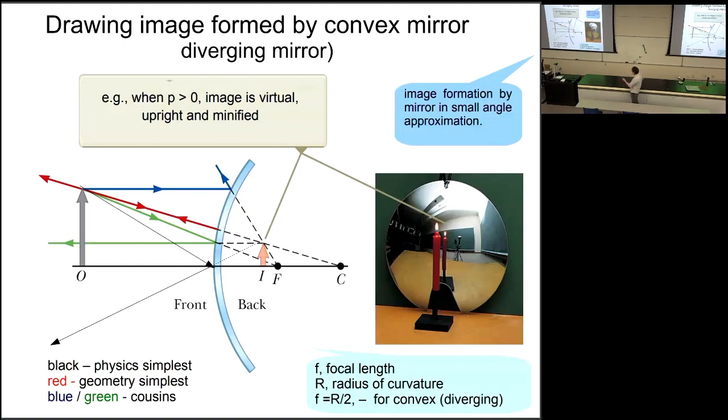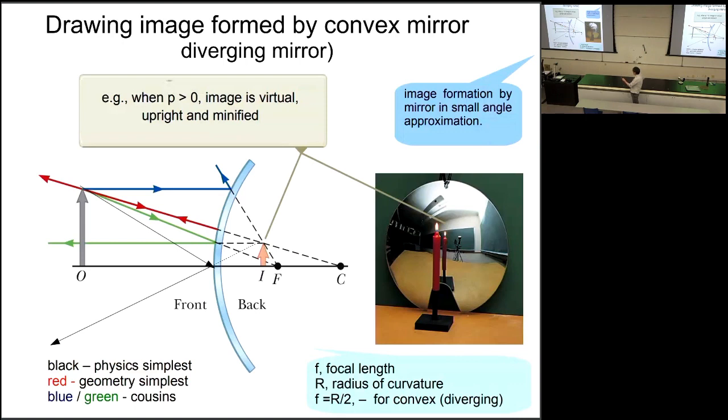So blue ray heads in parallel to the optical axis, strikes the mirror. It's going to obey the law of reflection here, but it would be hard to sort of guess where that means that this ray appears at. The way that we construct it is using the focal point again. This ray heads out from the mirror in a direction as if it came from the focal point. So it heads out along this line.